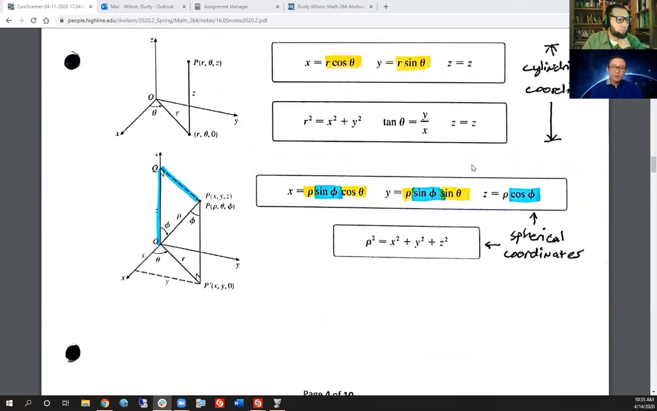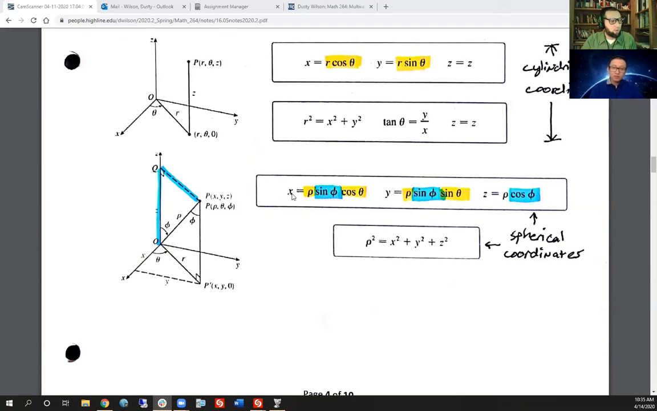Spherical coordinates are a little bit more interesting. Notice x is equal to rho sine phi cosine theta. Y is equal to rho sine phi sine theta. Z is equal to rho cosine phi. That looks a little scary and intimidating. How do you keep track of what's a phi and what's a theta and what's where?